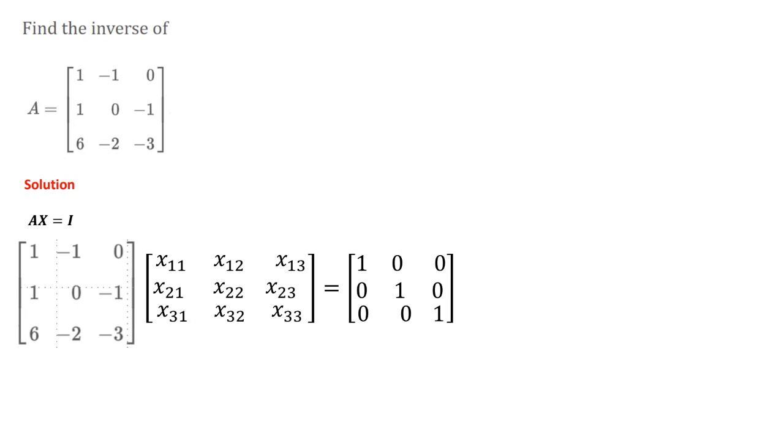Again, x11, x12, x13 are all just positions of numbers. Since we don't know the numbers, we're just calling them x11 and so on. We're going to do the same thing we did earlier. We're going to multiply this row by this column, and then times this column, and then times this column.